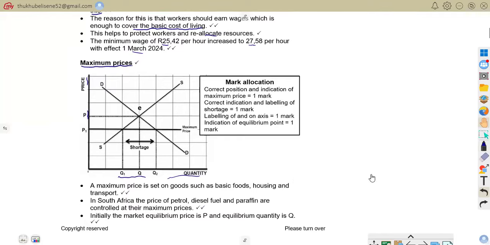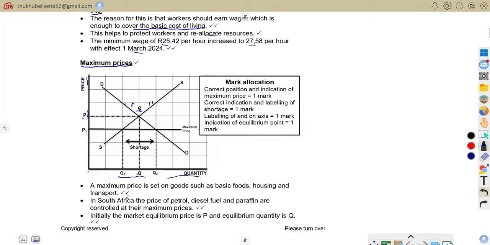Still on the graph, you can see the equilibrium point E, where demand equals supply. At this point, the equilibrium price is P and the equilibrium quantity is Q.